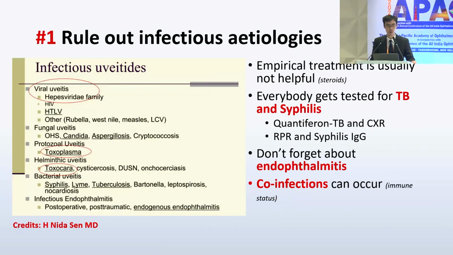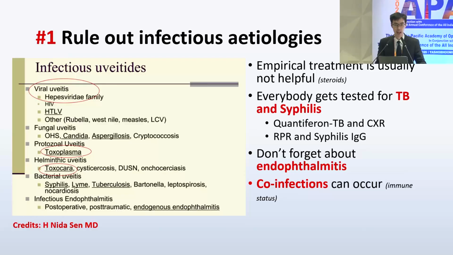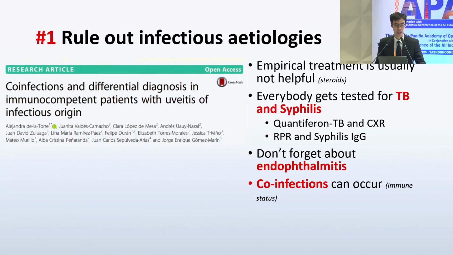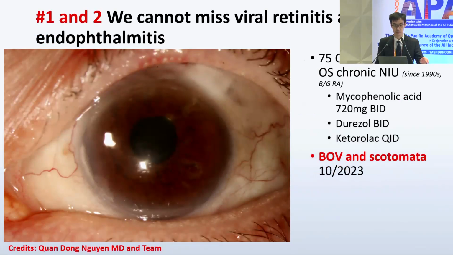So here on the slide, you see on the left some common microorganisms that affect the eye, and I guess in this part of the world, everyone will get tested for TB and syphilis. But really bear in mind endogenous endophthalmitis and also the concept of co-infections. In this paper from South America, looking at a cohort of ocular toxoplasmosis, about 7.5% of patients actually have a dual infection. Now let's jump straight into a case.